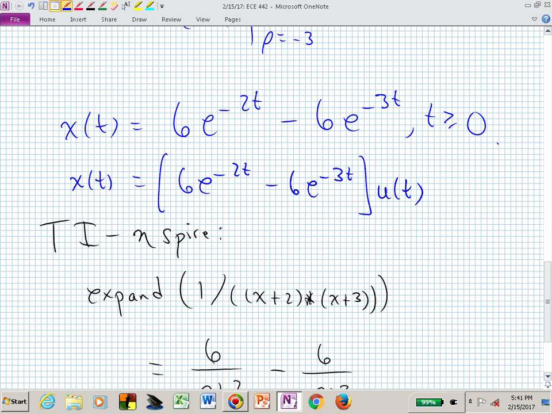It's yes, these two are equivalent. U of t, the unit step, is really just acting like a switch. It's turning that expression on. Just think what U of t does. When the argument of t is non-negative, U of t is 1. And when t is negative, it's 0. So those two expressions are equivalent.